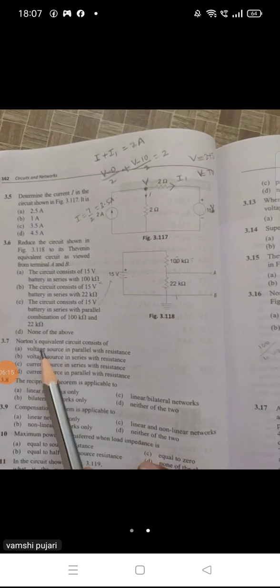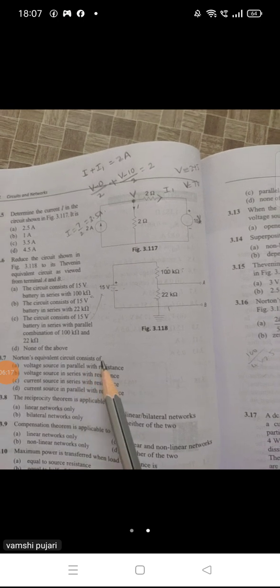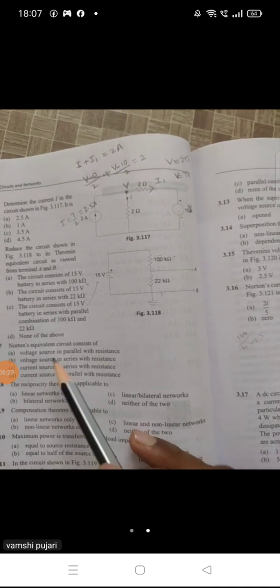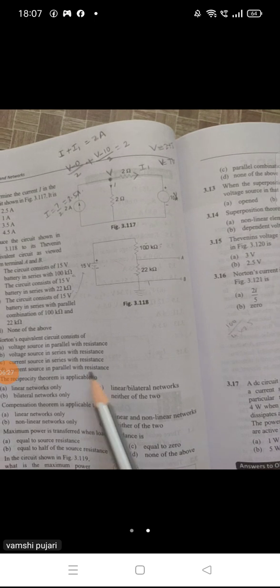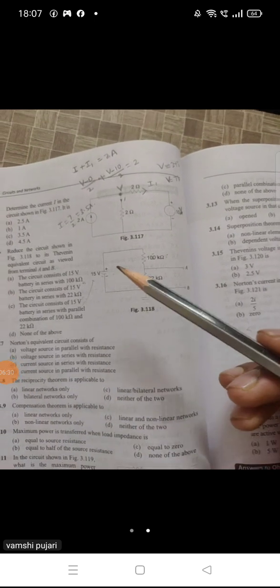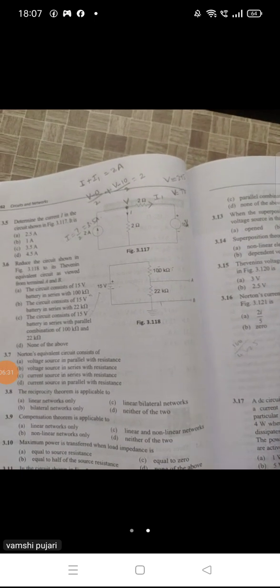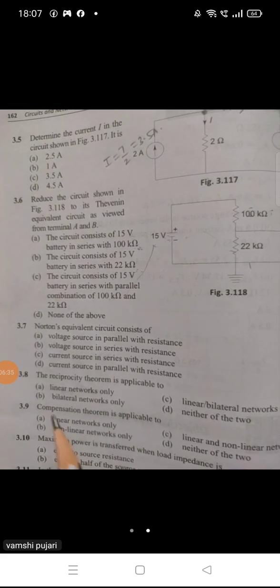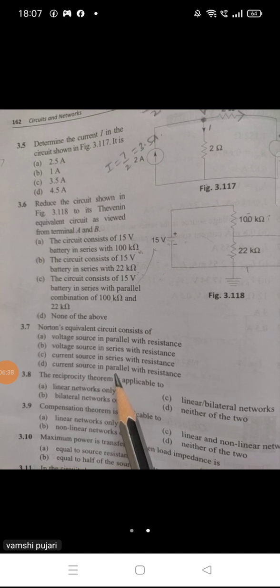Okay, next, Norton's equivalent circuit. We already know that Norton's equivalent circuit consists of a current source in parallel with Norton's resistance, right? That is current source in parallel with the resistance. In case of Thevenin's theorem, it is voltage source in series with Thevenin's equivalent resistance. That means here the answer is current source in parallel with resistance.